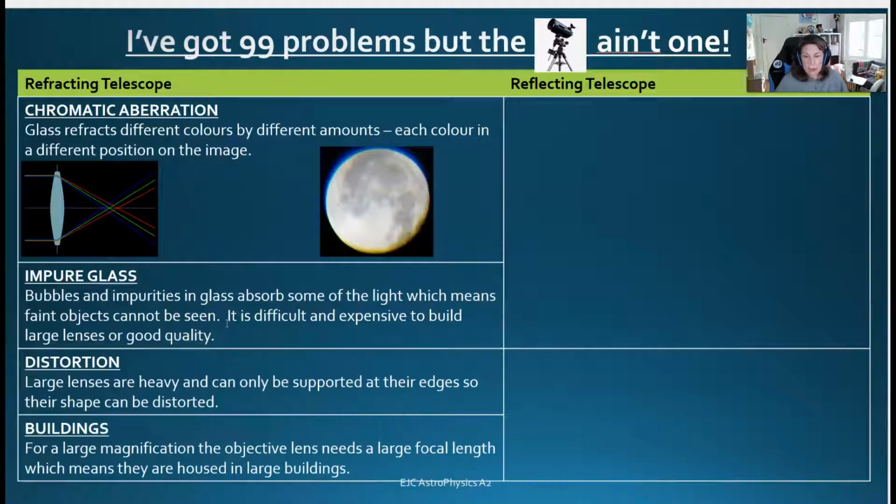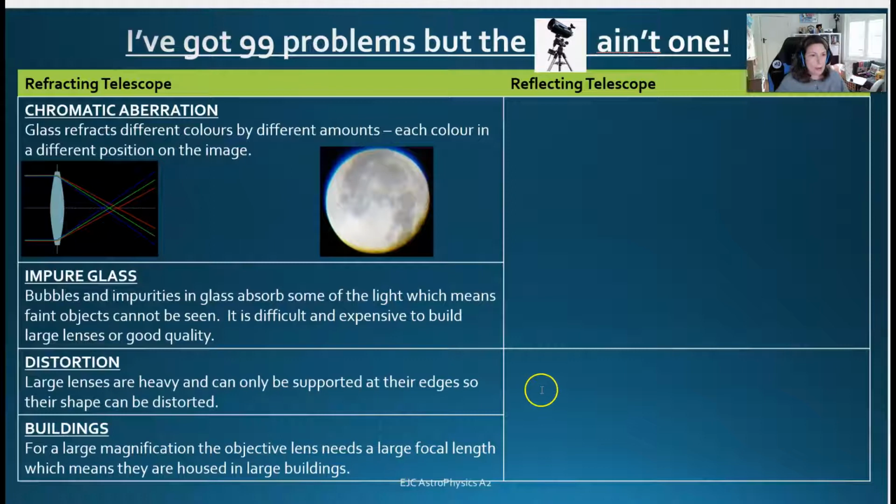And if you want a large magnification, as you know, you need a long objective focal length. So you need to put these in a big building, because you need that focal length, because magnification is FO over FE. The bigger FO is, the focal length of the objective lens, the better magnification you get. So you need to put them in a big building, and that's expensive.